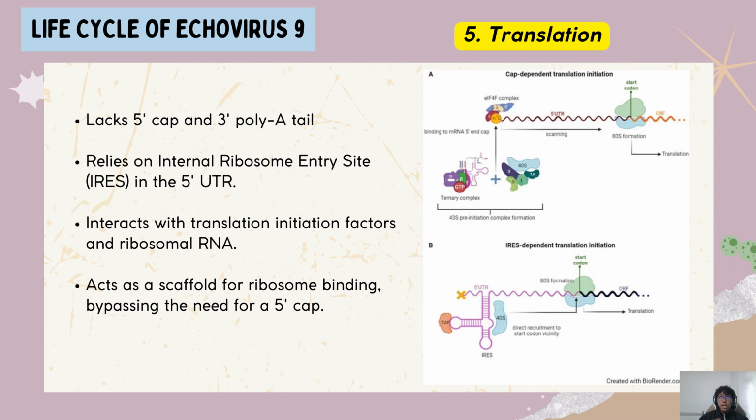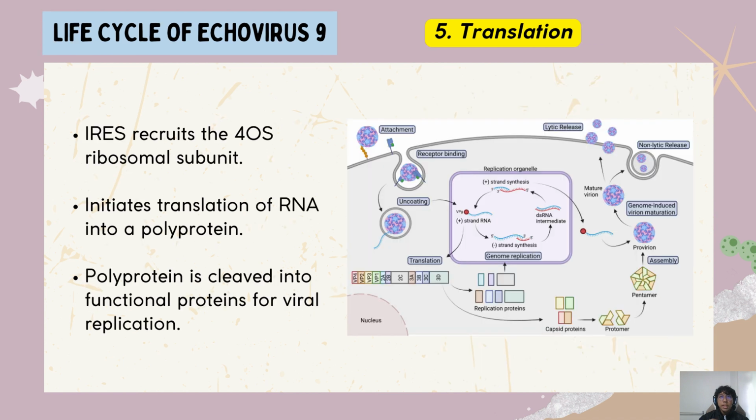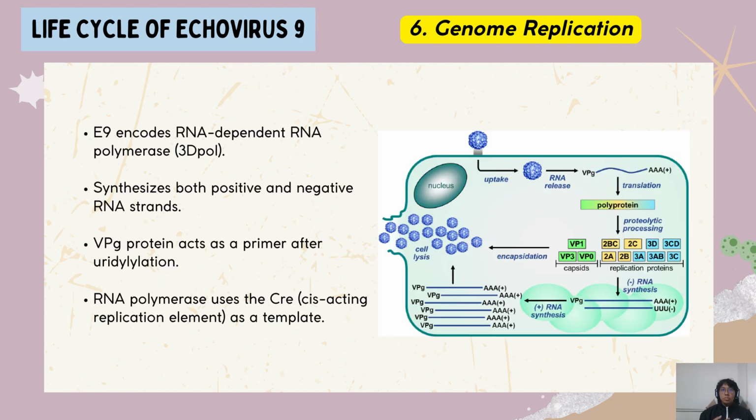Now, onto translation. Unlike most mRNAs that have a 5' cap and a 3' poly A tail, which are structures that help with the initiation of translation, E9's mRNA lacks these features. Instead, E9 relies on something called an internal ribosome entry site, or IRES for short, located in its 5' untranslated region. The IRES interacts with the host cell's translation initiation factors and ribosomal RNA, forming a scaffold that recruits the ribosome. This bypasses the need for a 5' cap and allows the ribosome to start translating the RNA directly into a polyprotein. This polyprotein would then be cleaved by viral proteases into individual functional proteins that are essential for the virus's replication. Now, onto genome replication.